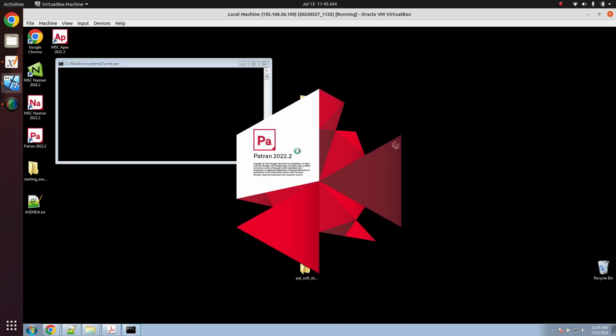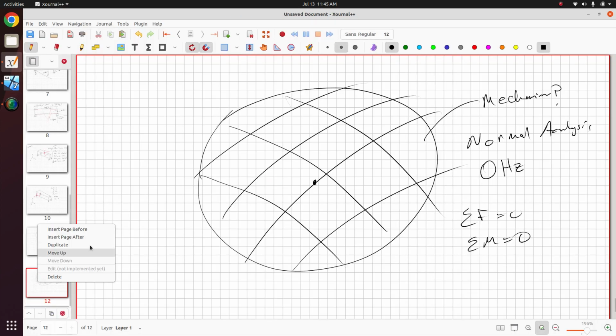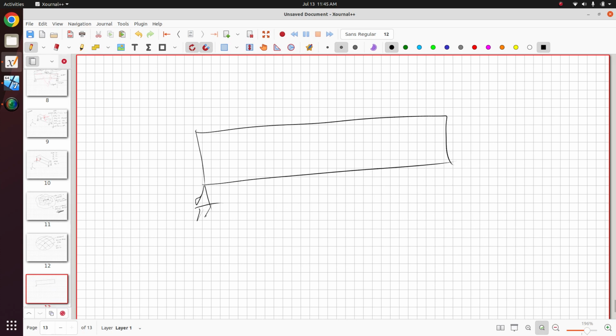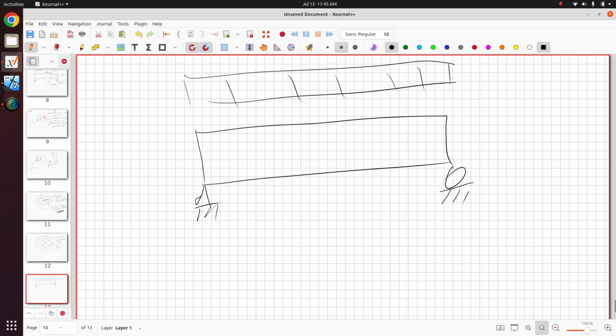So let's go ahead and open this example. Now in this next example, we have this beam with a pin. It's got a roller, and then we have a pressure load at the top. I'll call this P. And then what we did here was something a little different.